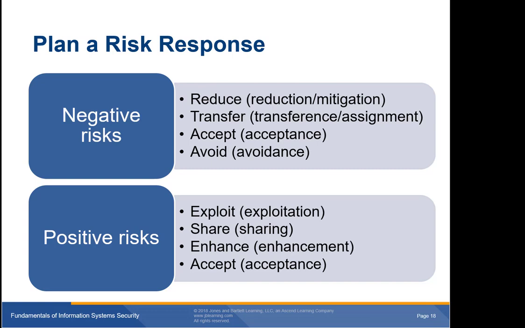Next is enhancement. When you enhance a positive risk, you increase the probability or positive impact of the event associated with the risk. For example, suppose you have a contract to deliver software that includes $20,000 bonuses for early completion. To enhance the positive risk, you might offer a subcontractor you've hired a $5,000 bonus for finishing ahead of the deadline.